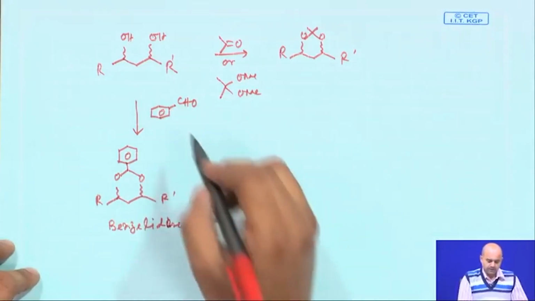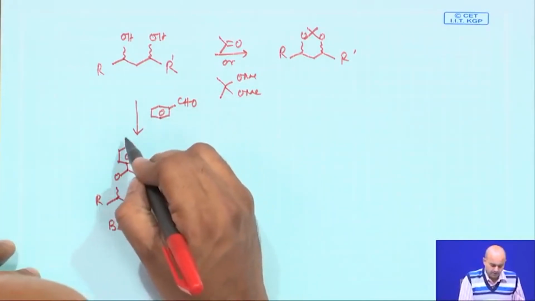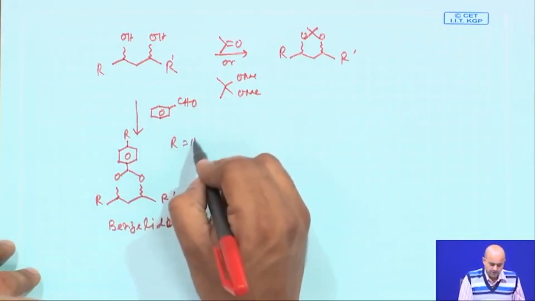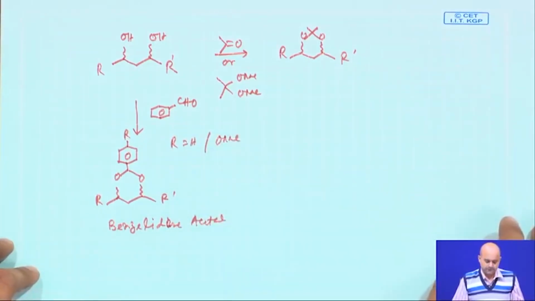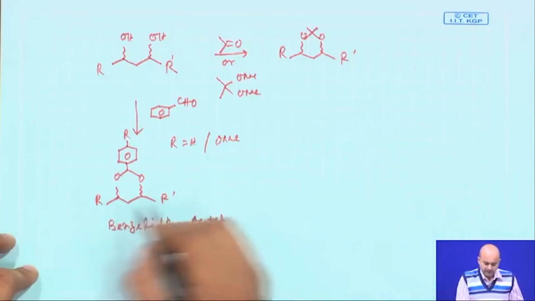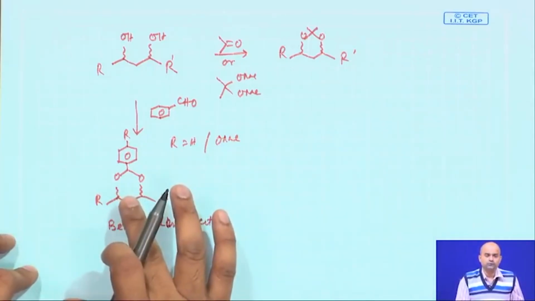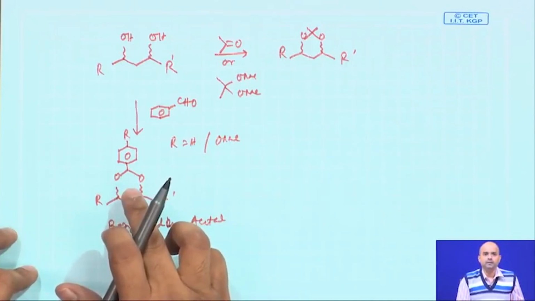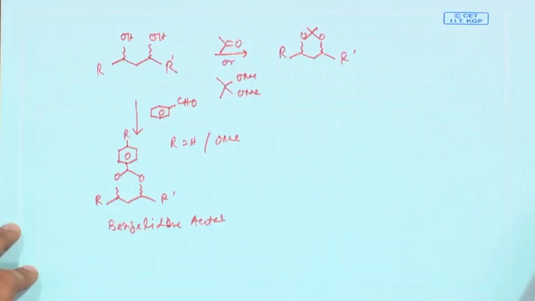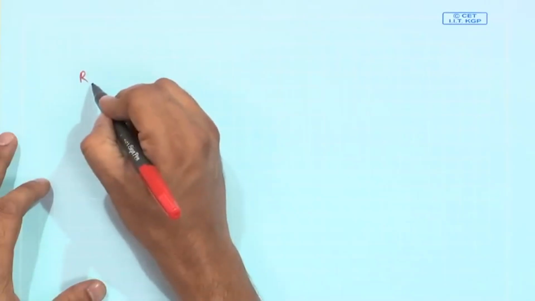You can even take another aldehyde where R could be anything. If R is H, you get the benzylidene acetal. If R is OMe, you get the paramethoxybenzylidene acetal. Now, this acetal is a good protecting group, absolutely fine, no issue. But normally, as I said, acetals are basically acid labile. If your reaction conditions are strongly acidic or even a little bit acidic, the acetals tend to open up.